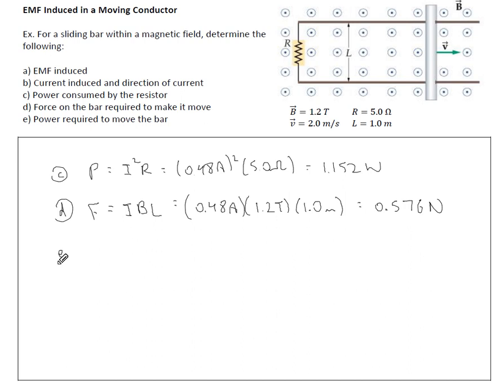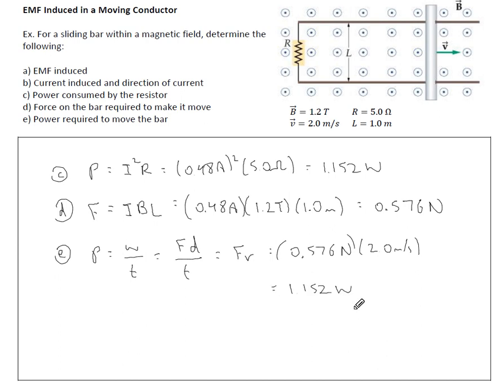And lastly, for power, power is equal to work over time, which is equal to force times distance over time. D over T is just V, so we get FV. So we have 0.576 newtons multiplied by our 2 meters per second. And we get 1.152 watts, which makes sense. If we're assuming that no energy is lost anytime, power and energy must be conserved. So we have the same values of power, both ways of solving it.